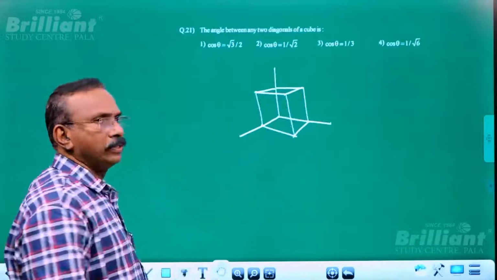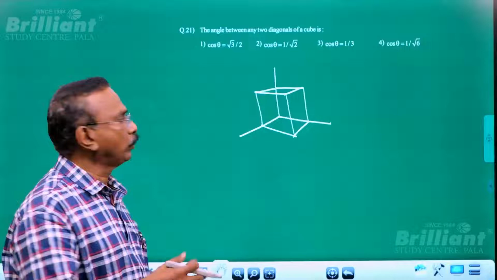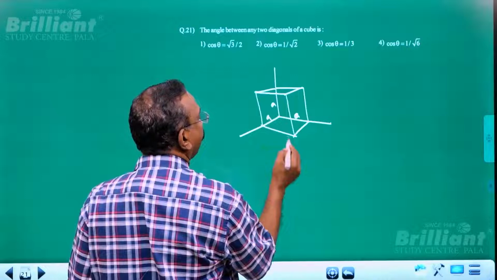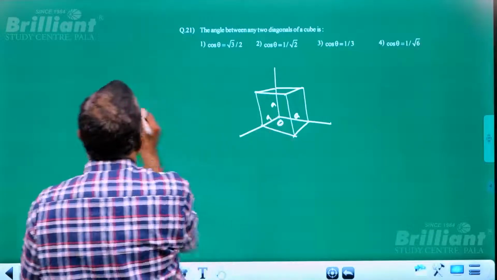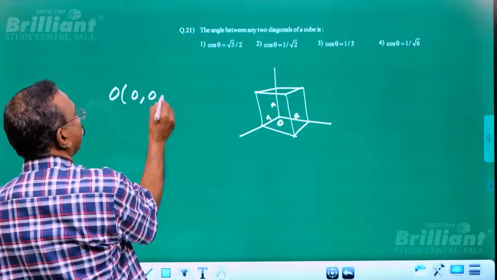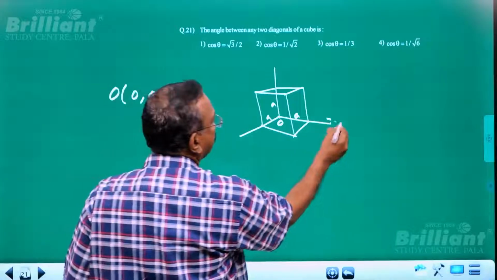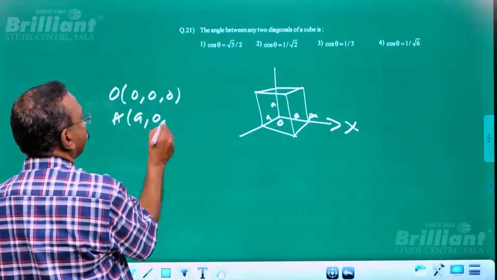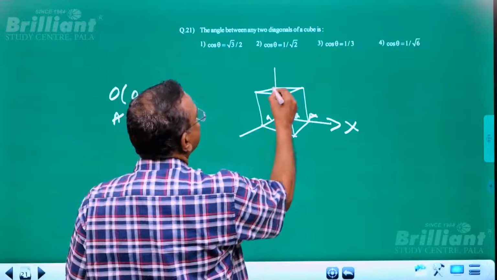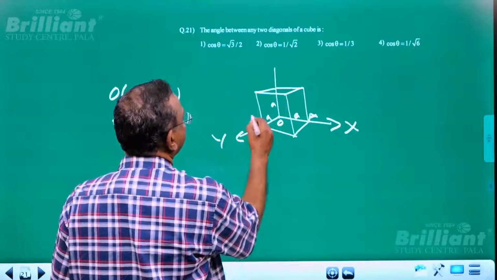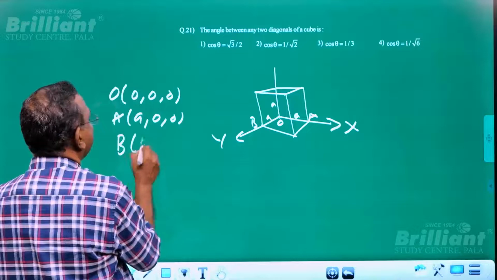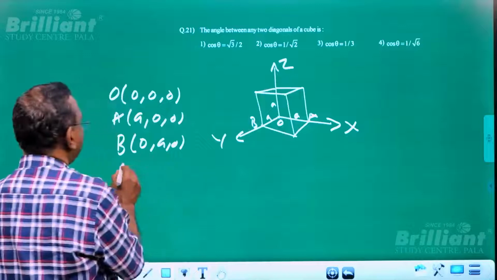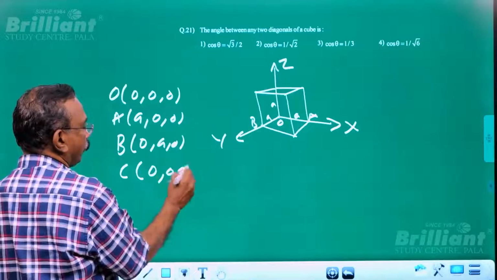So, any two diagonals. We can identify each and every point if the cube has unit length or side A. This is O, referred to as (0, 0, 0). Then I mark the x-axis, where the point is A, referred to as (A, 0, 0). Now I choose the y-axis, that is B, so B is (0, A, 0), and here the z-axis, so I mark C as (0, 0, C).